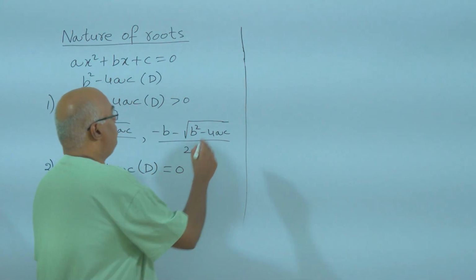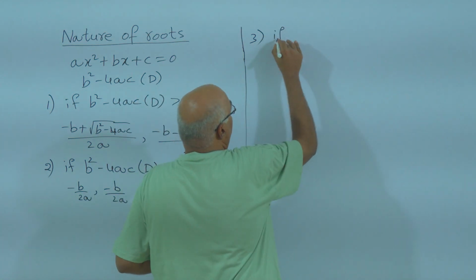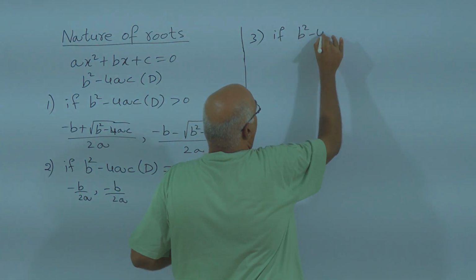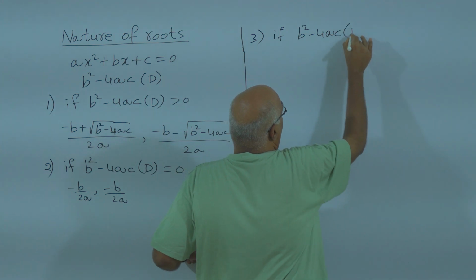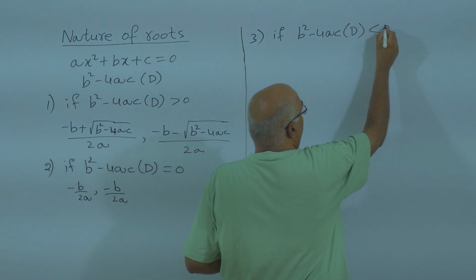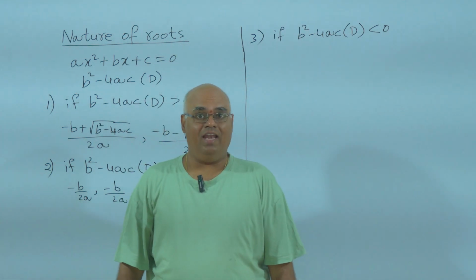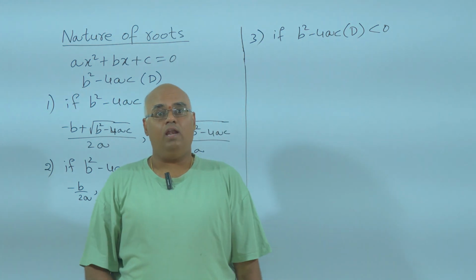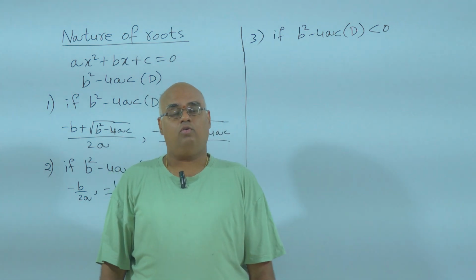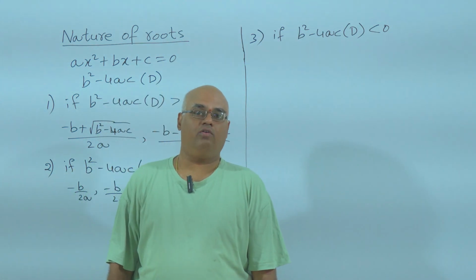Now the third situation, case 3. If b square minus 4ac, that is the discriminant, is less than 0, that is, if the value of the discriminant is negative, then in such a case no real roots exist for the given quadratic equation. This is how you find the nature of roots of a given quadratic equation.